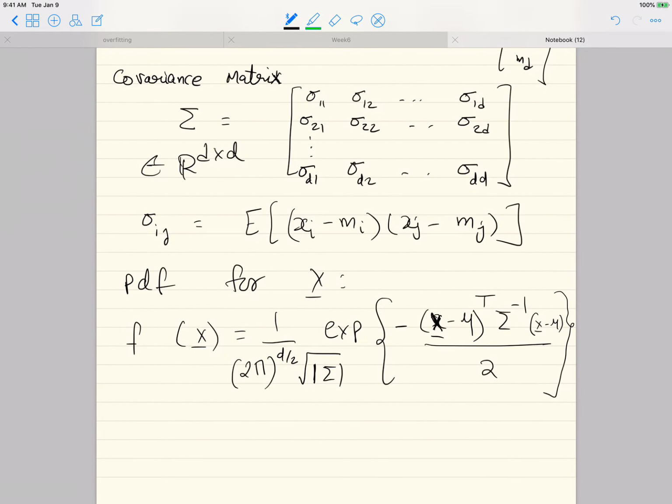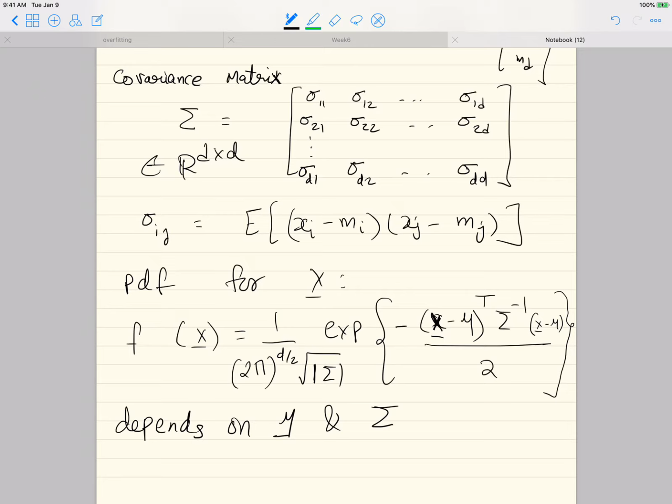This will be the PDF of the random vector x. Again, it depends on the mean and the covariance matrix sigma. This is a generalization of the bivariate Gaussian density function to a d-dimensional Gaussian vector. It has the exact same interpretation.